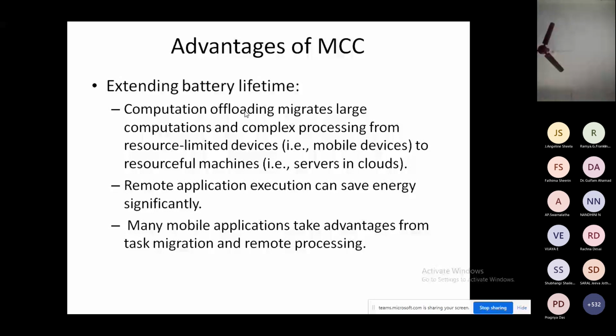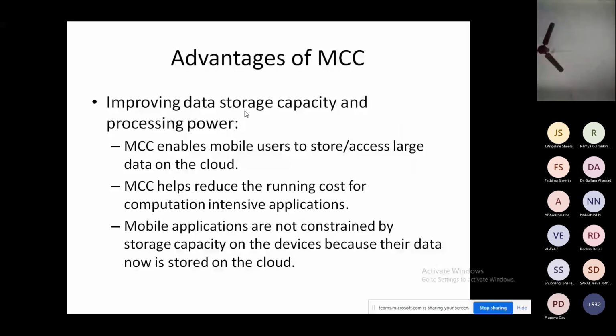Second is improving data storage capacity and processing power, where the mobile applications are using the storage capacity on the cloud, and this is not constrained by the storage capacity on the devices because the data is now stored on the cloud. So it enables mobile users to store and access large data on the cloud, and it helps to reduce the running cost for computation intensive applications.